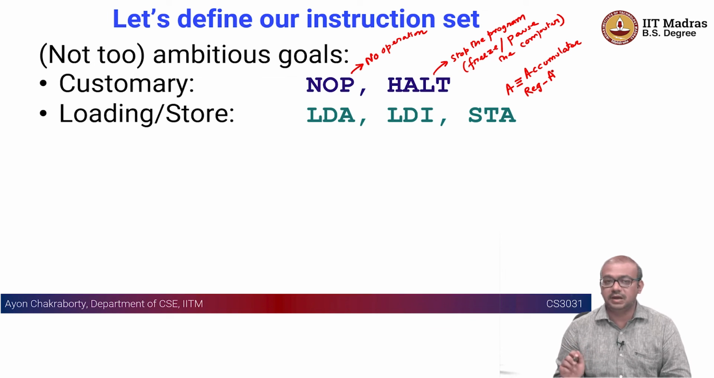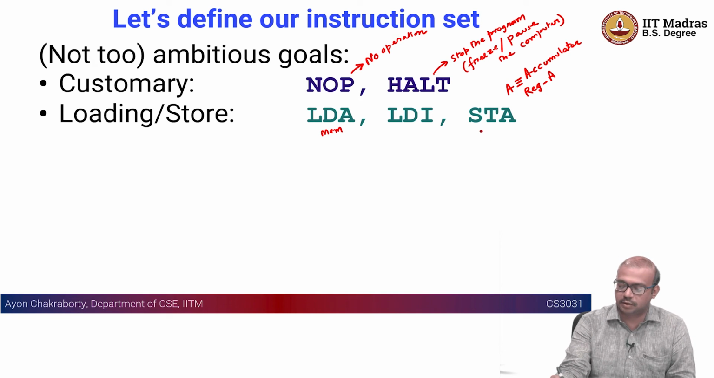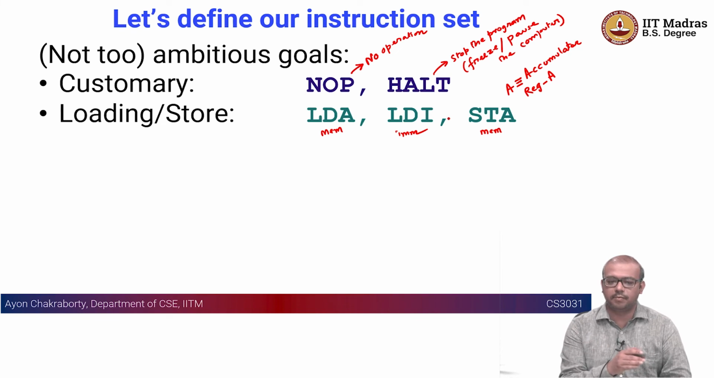LDI is load immediate. It has nothing to do with memory. So this is a memory instruction. This is also going to deal with memory. This is immediate. There is also something called indirect. I'm not going to introduce that right now. Immediate here means that you are passing the value as a constant which is going to be loaded to the accumulator. This is very similar to what we also had as a part of the AVR instruction set. So LDI 77 means you want to load the value 77 in the accumulator.